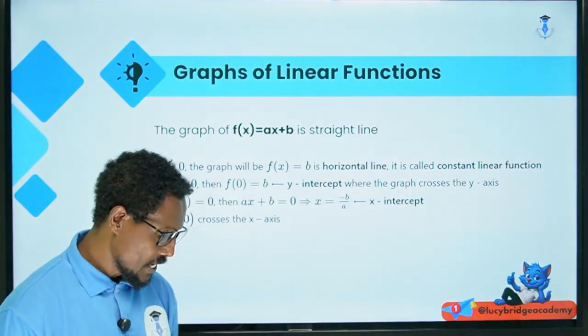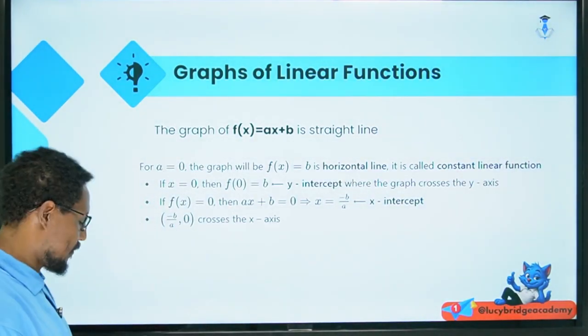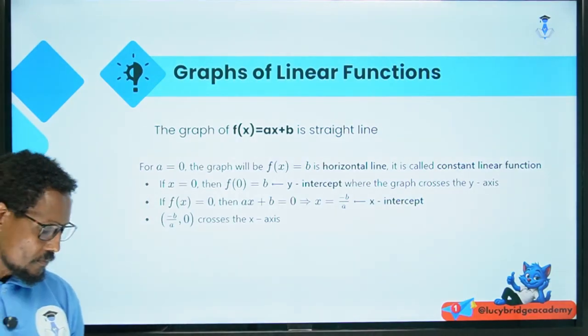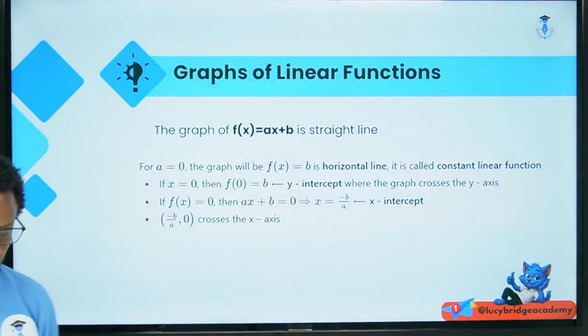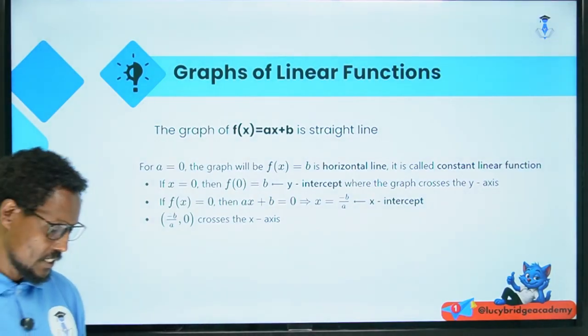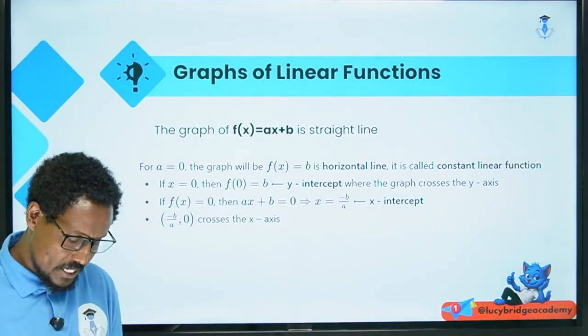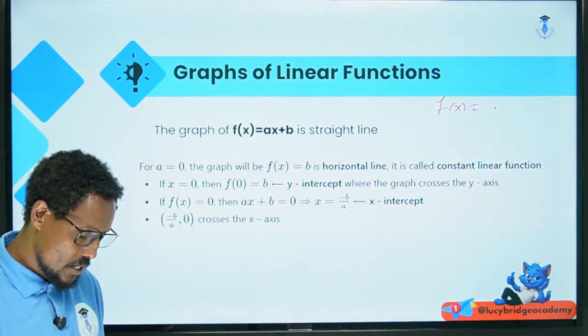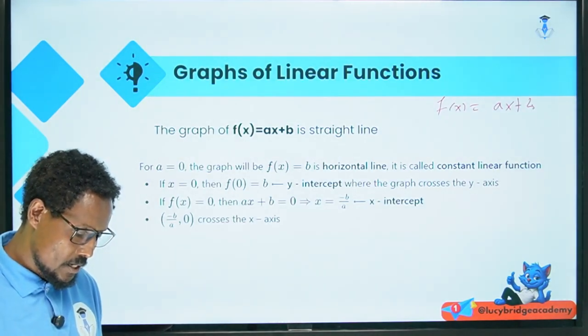Okay. Graphs of linear functions. The graph of f of x equal to ax plus b is a straight line. For a equal to 0, look, what happens if a is 0? f of x is equal to ax plus b. Don't forget that a is different from 0.